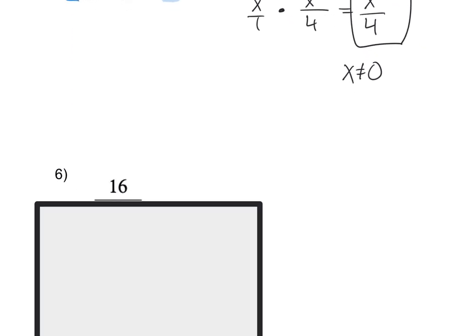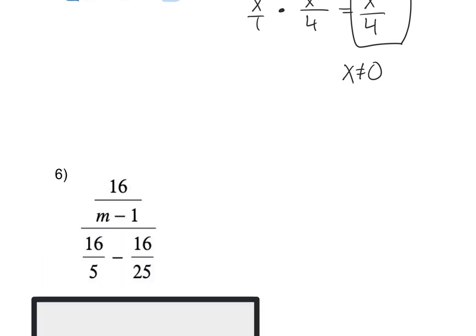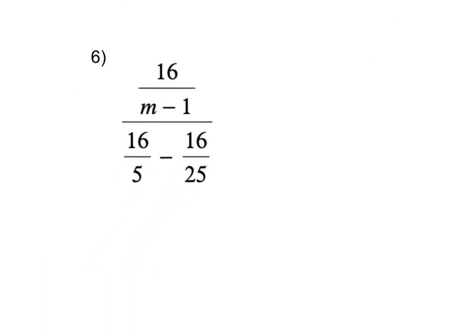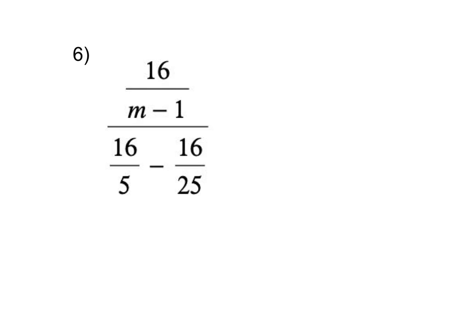Get another guy here. Okay, expanding a little bit more. So not just an x, but now we have a binomial in a denominator. So we have 16 over m minus 1. This is our numerator over 16 over 5 minus 16 over 25. That's our denominator. So we tackle those first.